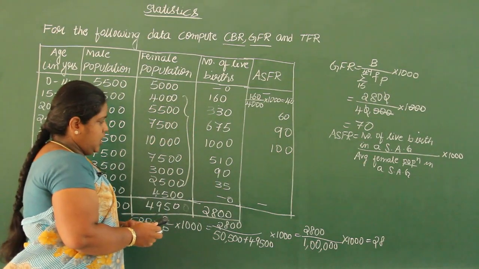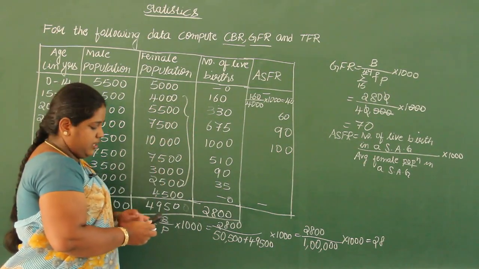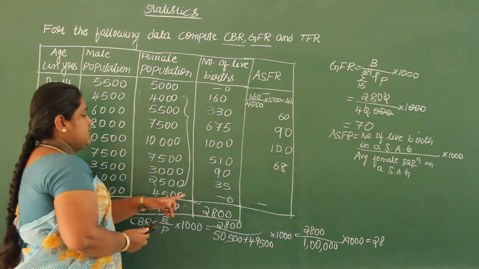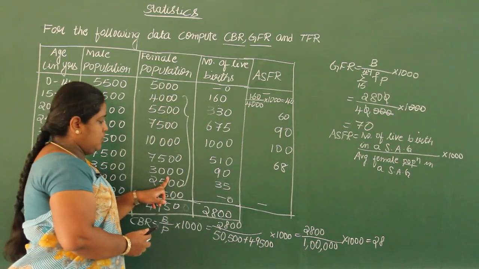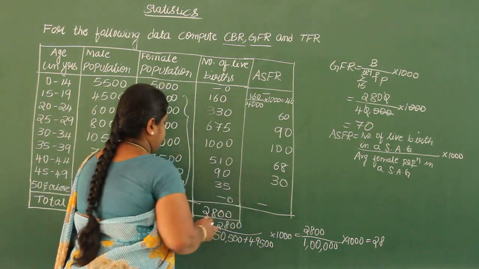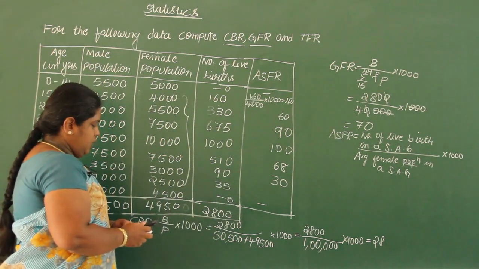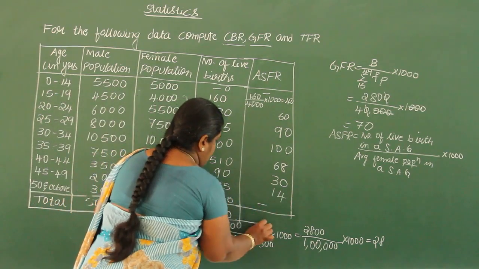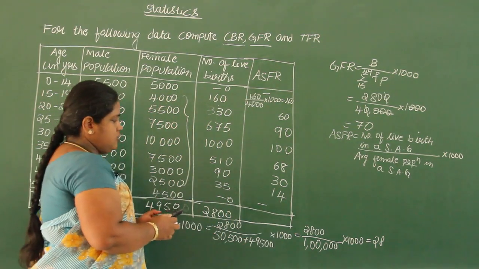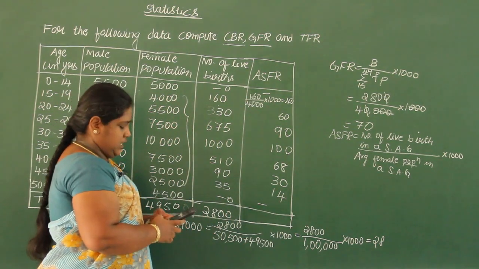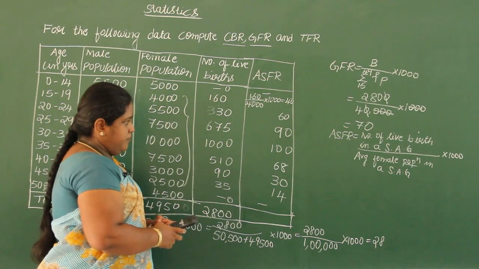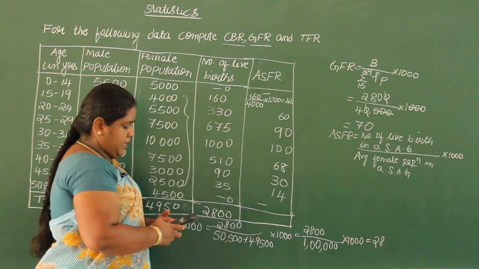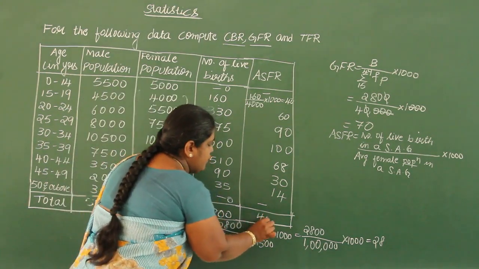Next, 510 divided by 7500 into 1000 is 68. Next, 90 divided by 3000 into 1000 is 30. Next, 35 divided by 2500 into 1000 is 14. So now we need the total of this ASFR. So add the totals now. 40 plus 60 plus 90 plus 100 plus 68 plus 30 plus 14. We'll get the total as 402.